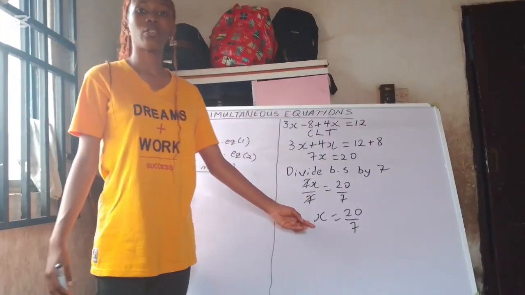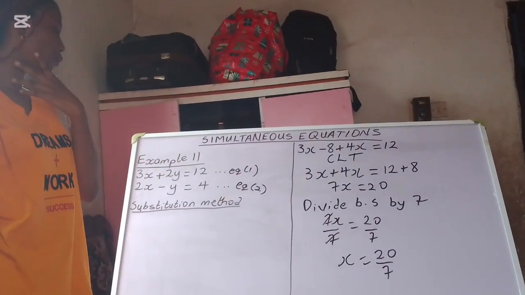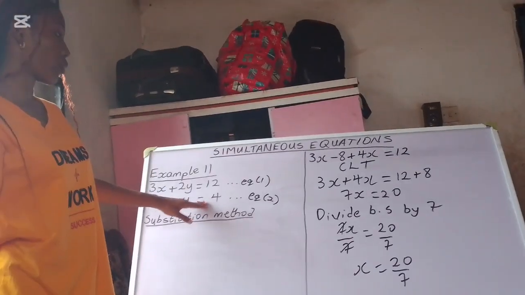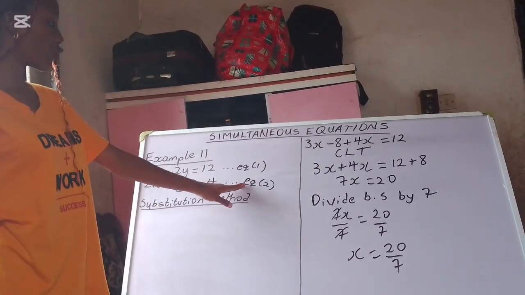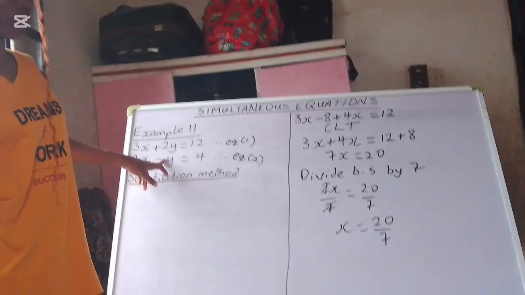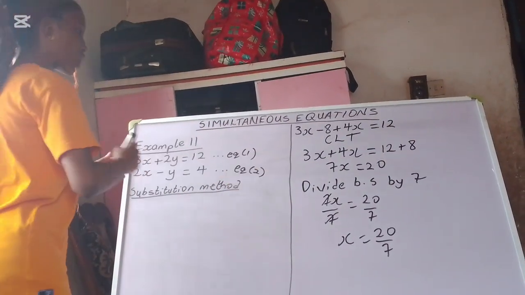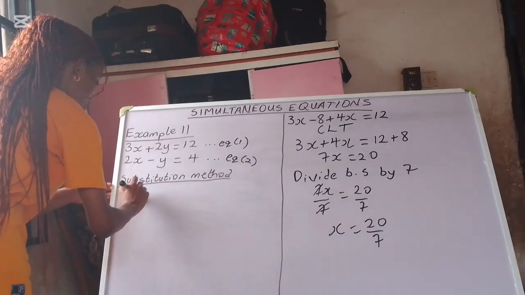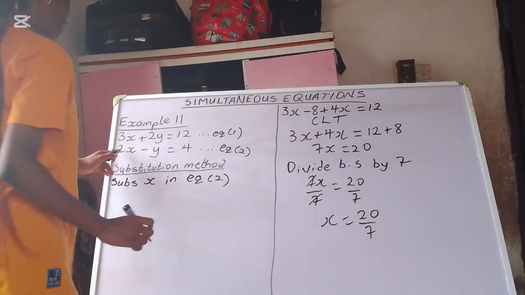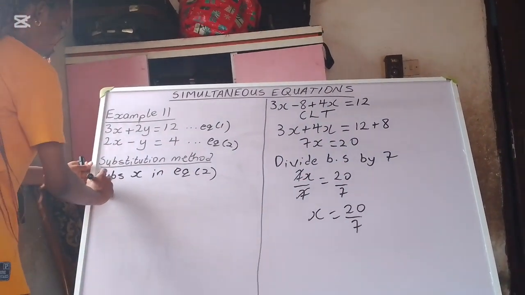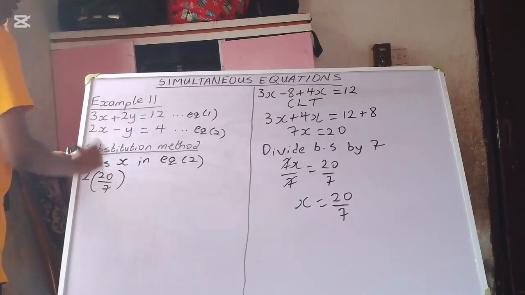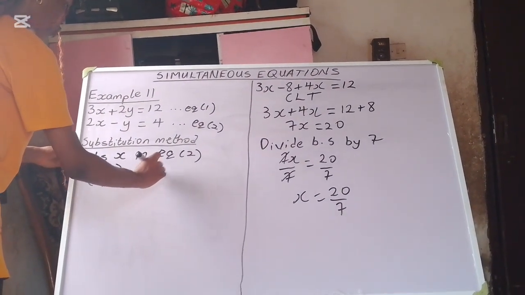So now that we have our value of x, we can get our value of y. So I'm going to substitute this value of x into equation 2. You can use any of the equations, but I'm using equation 2 because like I said earlier, it will be easier to find y because of the coefficient of 1. So if we substitute x into equation 2, instead of having 2x, we'll have 2, then in place of x, you have 20 over 7, then minus y equals 4.